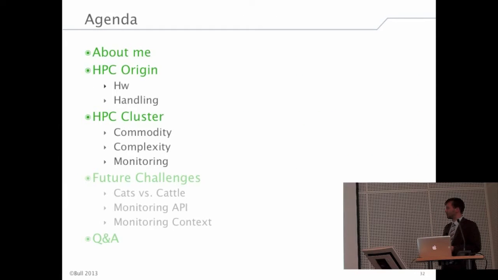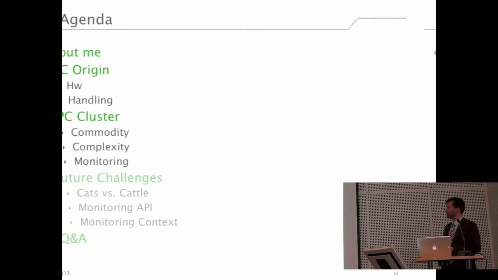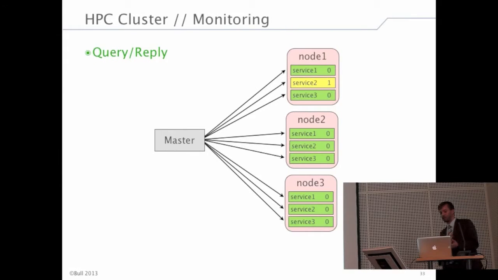So let's have a look at the monitoring. The current or the earliest versions of those were, I think, query-reply structures, where you have one monitoring master. One can call it Nagios here. And you have a variety of nodes with some services. For example, here I have only three nodes with three services. And one service is in the warning state.